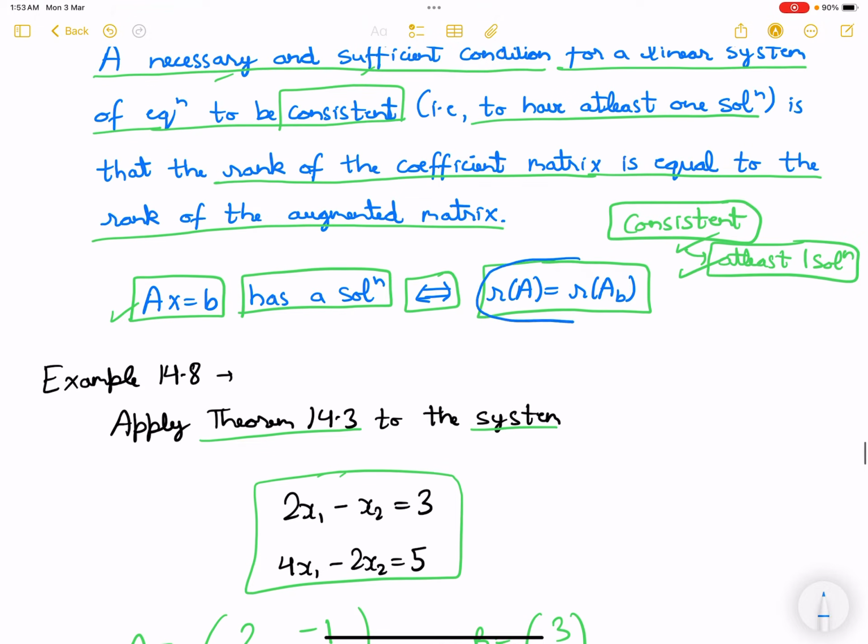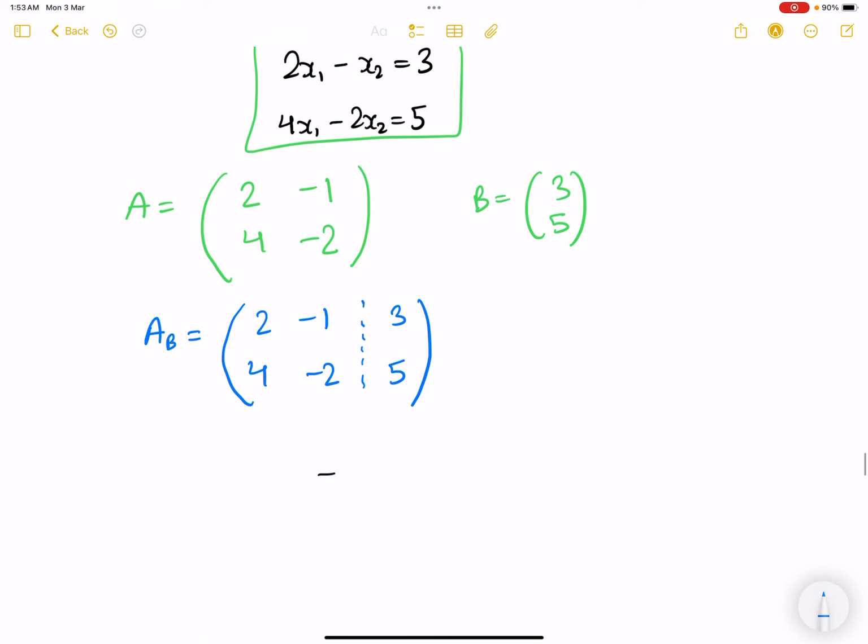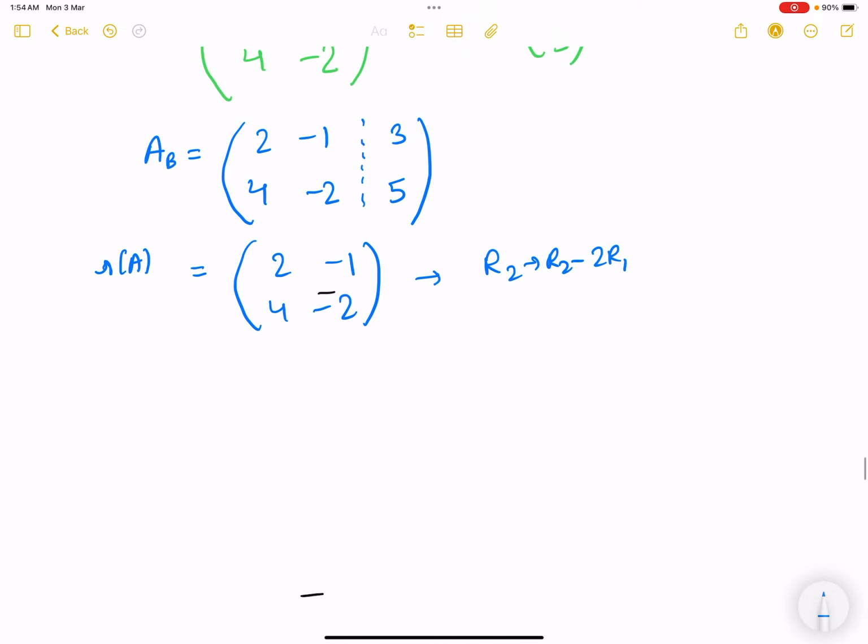So if they are equal, then only the solution would exist. Now looking at the rank of A, it is [2 -1; 4 -2]. We'll use the operation R2 goes to R2 minus 2R1. The first row stays 2, -1. The second row would change: 4 minus 2 times 2 is 0, and -2 minus 2 times -1, that is plus 2, gives a value of 0.